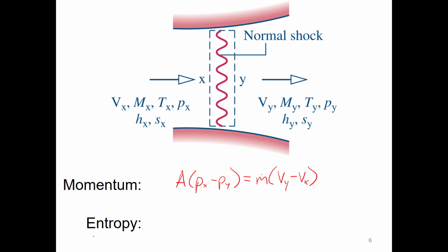Entropy. For entropy analysis, we're going to say the entropy on the downstream side minus the entropy on the upstream side has got to be greater than or equal to 0. So more than likely it's not an isentropic case. It does say it could be equal to 0, but we are creating some entropy here in this process of going across this normal shock.